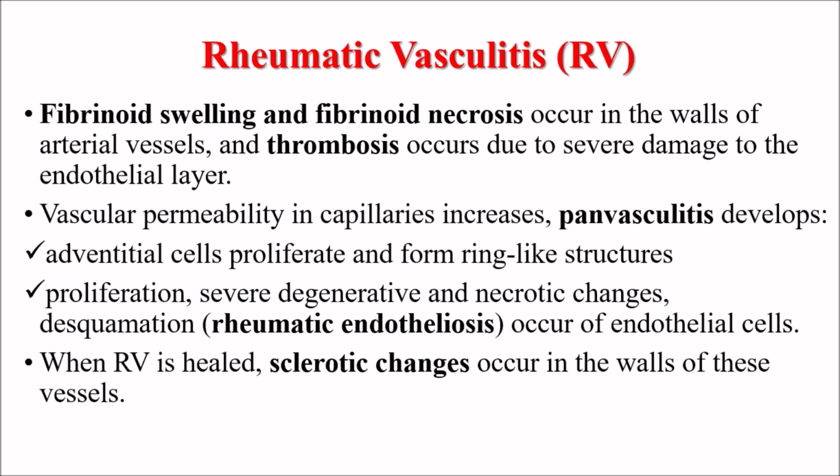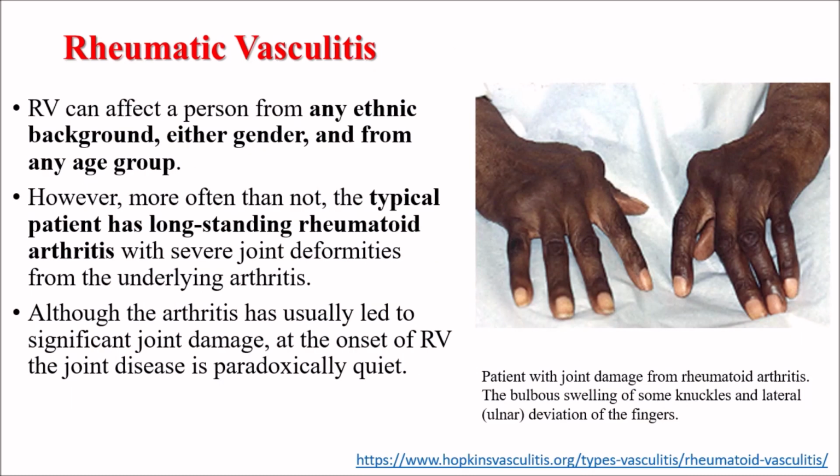We have some slides regarding rheumatic vasculitis. Fibrinous swelling and fibrinoid necrosis occur in the walls of arterial vessels, and thrombosis occurs due to severe damage to the endothelial layer. The vascular permeability in capillaries increases and panvasculitis develops. The adventitial cells proliferate and form ring-like structures. Proliferation, severe degenerative and necrotic change, and desquamation of endothelial cells occur, which we call rheumatic endotheliosis. When the rheumatic vasculitis is stable, a sclerotic change occurs in the wall of these vessels.